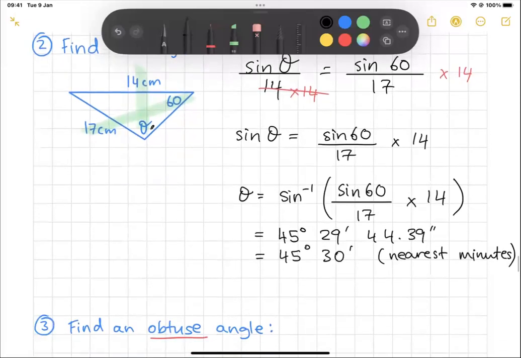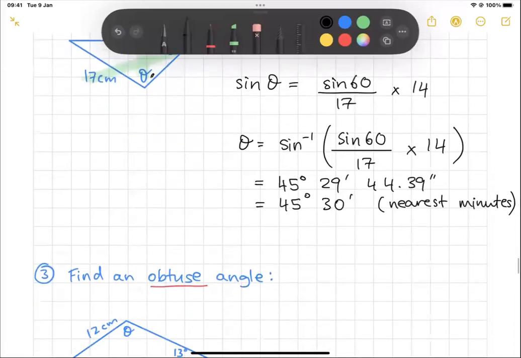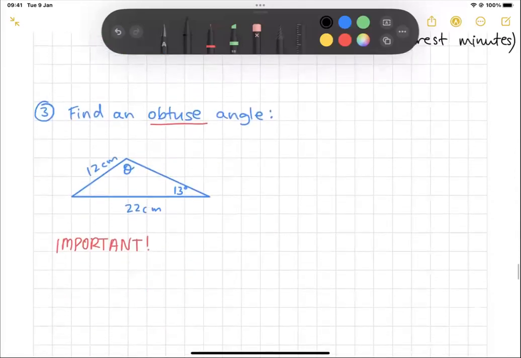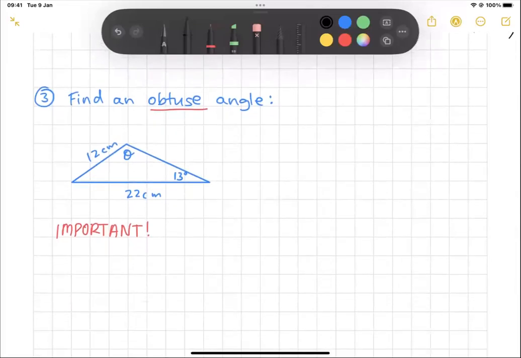Let's now go on to our last example. Find an obtuse angle. An obtuse angle needs to be greater than 90 but less than 180. One important thing we need to note is that to find an obtuse angle, I need to do 180 minus theta. That's an important thing. We've identified that. Let's see if it makes a cross in our example. Yes, it does. Therefore, I need to use the sine rule.